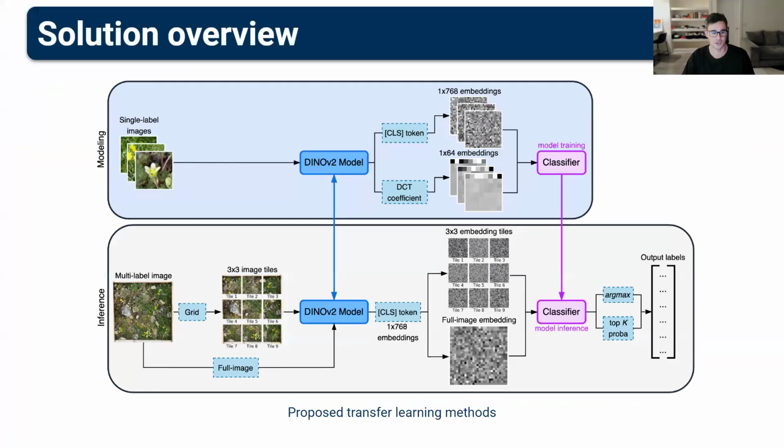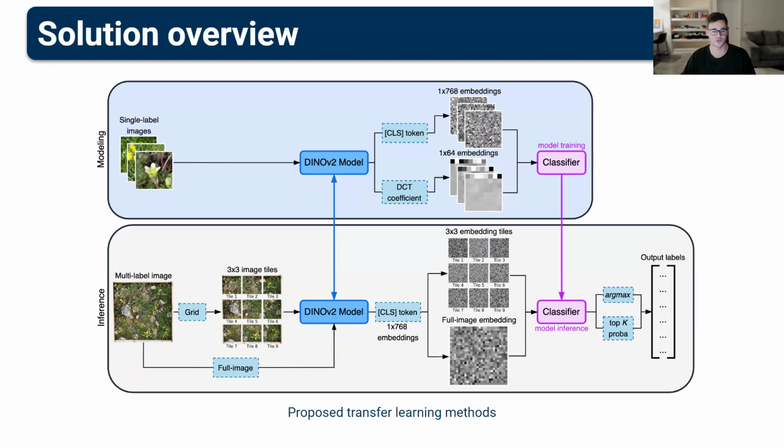So about the solution, basically how we went about it, there's a modeling pipeline and an inference pipeline. For the modeling pipeline, we basically use this model, DINOv2. It's a vision transformer model that was created by Meta. And we use the model to extract embeddings from the images. And embeddings are just a high dimensional representation, like a vector representation of what the image means.